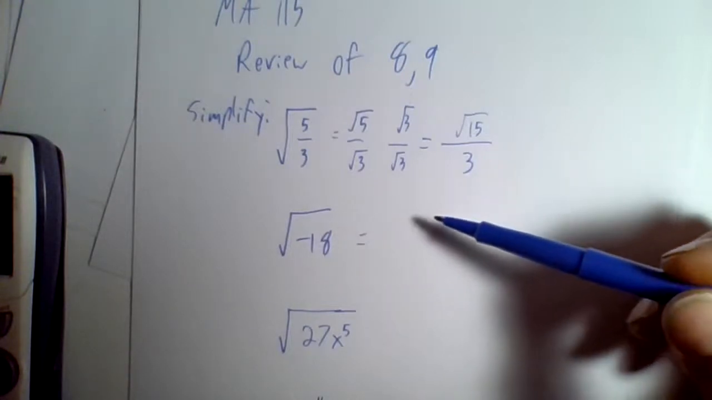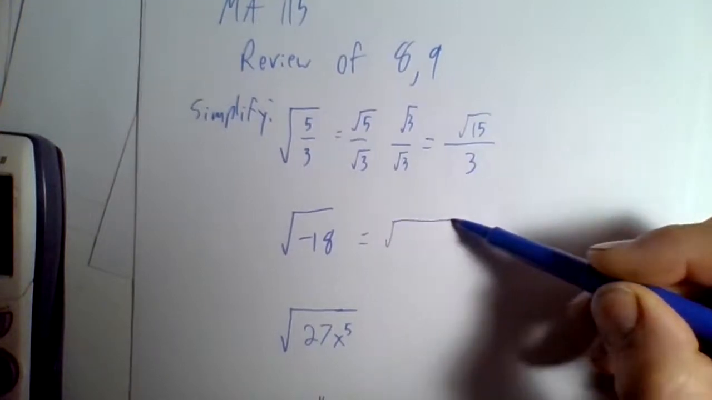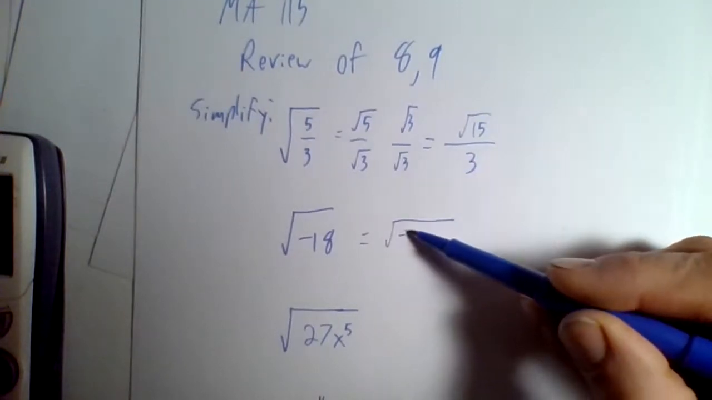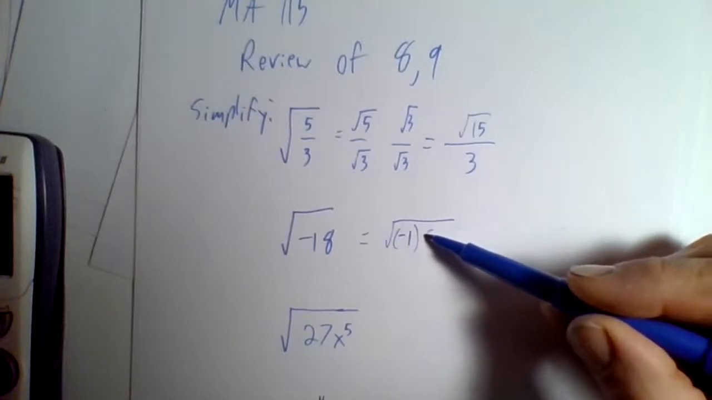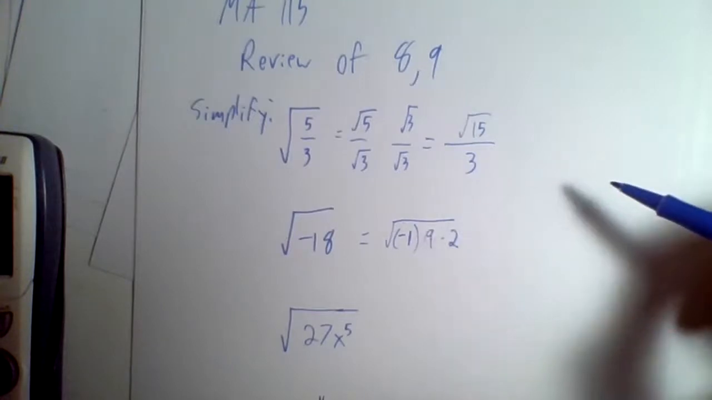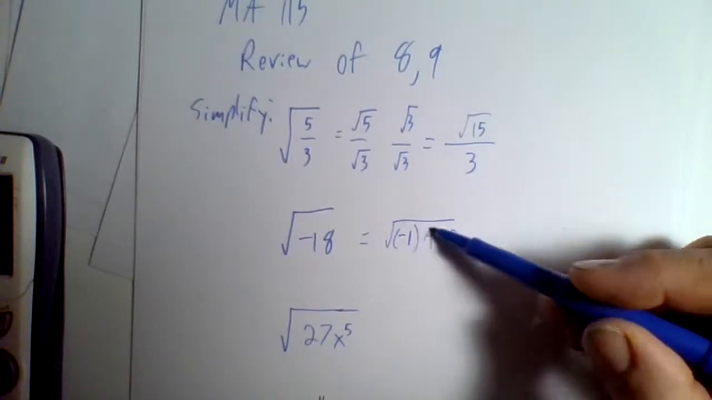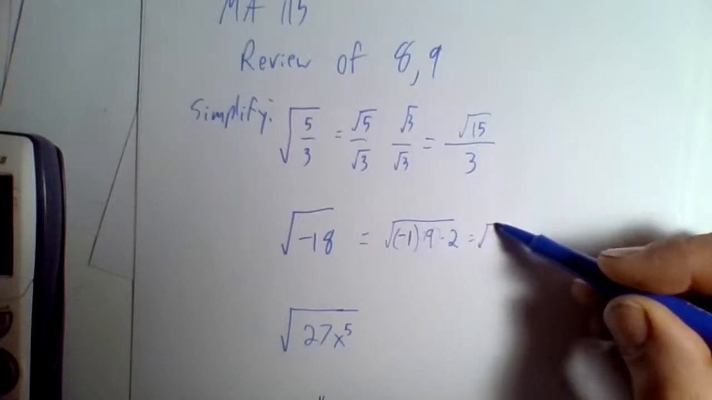Is it a perfect square? Well, negative 18 is not. Is there a perfect square factor? Well, sort of. Yeah, negative 1 is kind of a perfect square, because that's where our i is going to come from. And also 18 can be split up into 9 times 2. There is a perfect square factor there. So these two things I can do the square root of.